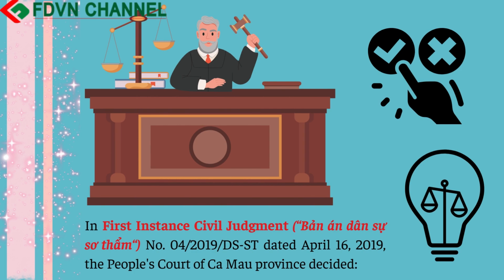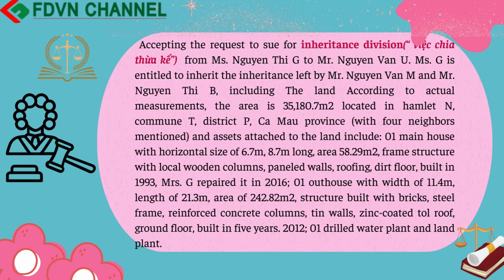In first instance civil judgment number 04/2019/DSST, dated April 16, 2019, the People's Court of Ca Mau Province decided to accept the request to sue for inheritance division from Ms. Nguyen Thuy G against Mr. Nguyen Van U. Ms. G is entitled to inherit the inheritance left by Mr. Nguyen Van M and Mr. Nguyen Thuy B, including the land according to actual measurements. The area is 35,180.7 square meters located in Hamlet N, Commune T, District P, Ca Mau Province, with 4 neighbors mentioned.